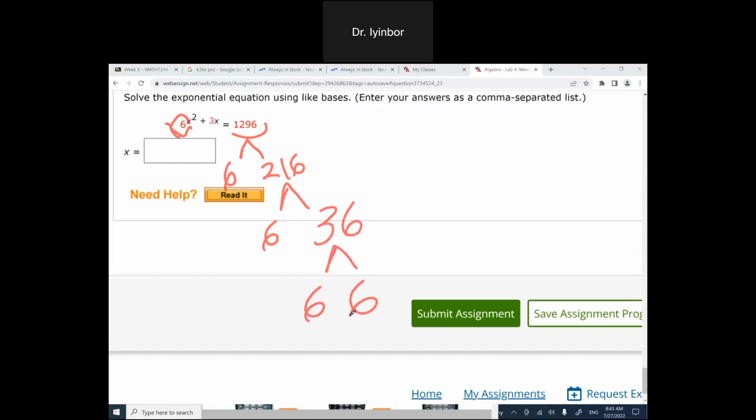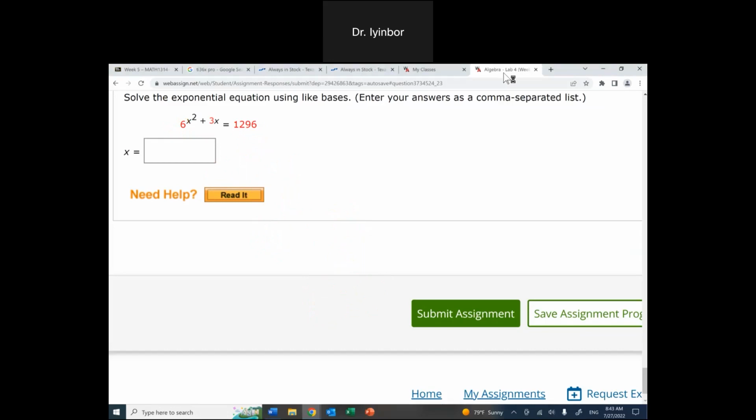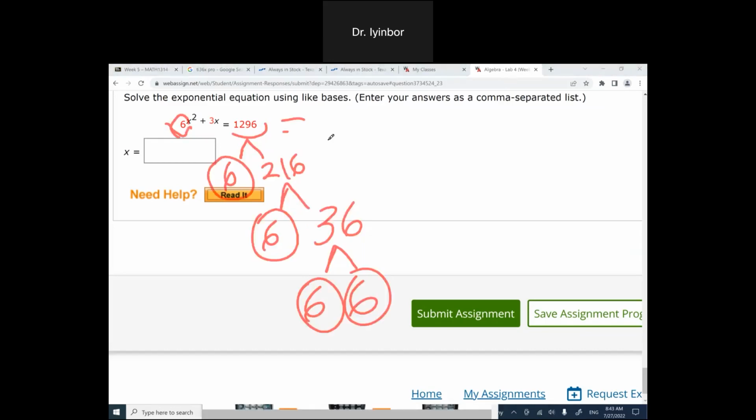And now I'm going to see how many times I have 6: 1, 2, 3, 4 times. So the number 1296 is going to be 6 to the exponent 4, because you're multiplying 6 four times: 6, 6, 6, 6. So that's why it's to the 4th. And then this is how my equation looks. It's 6 with exponent x squared plus 3x equals 6 with exponent 4, right?